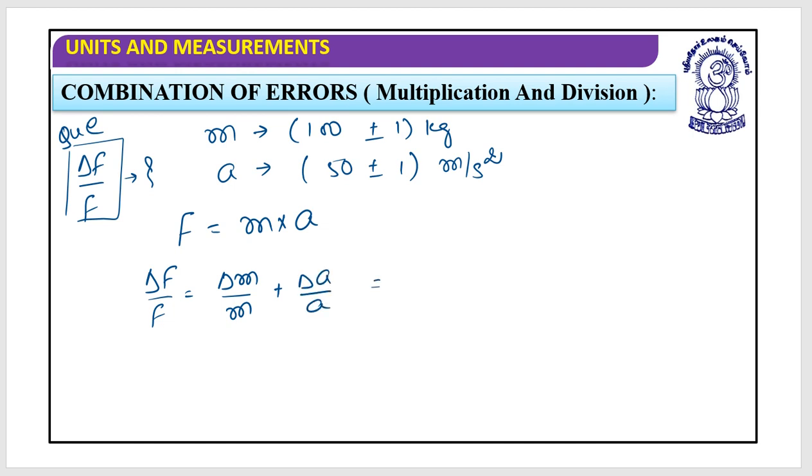Now what is delta M? It is the error associated with mass. The error is 1 in this case, divided by M, the true value of the mass, which is 100. So this is 1 by 100, plus delta A, the error associated with the acceleration, which is 1, divided by the true value of the acceleration, which is 50. While I solve this, I can write 1 by 100 plus 2 by 100.